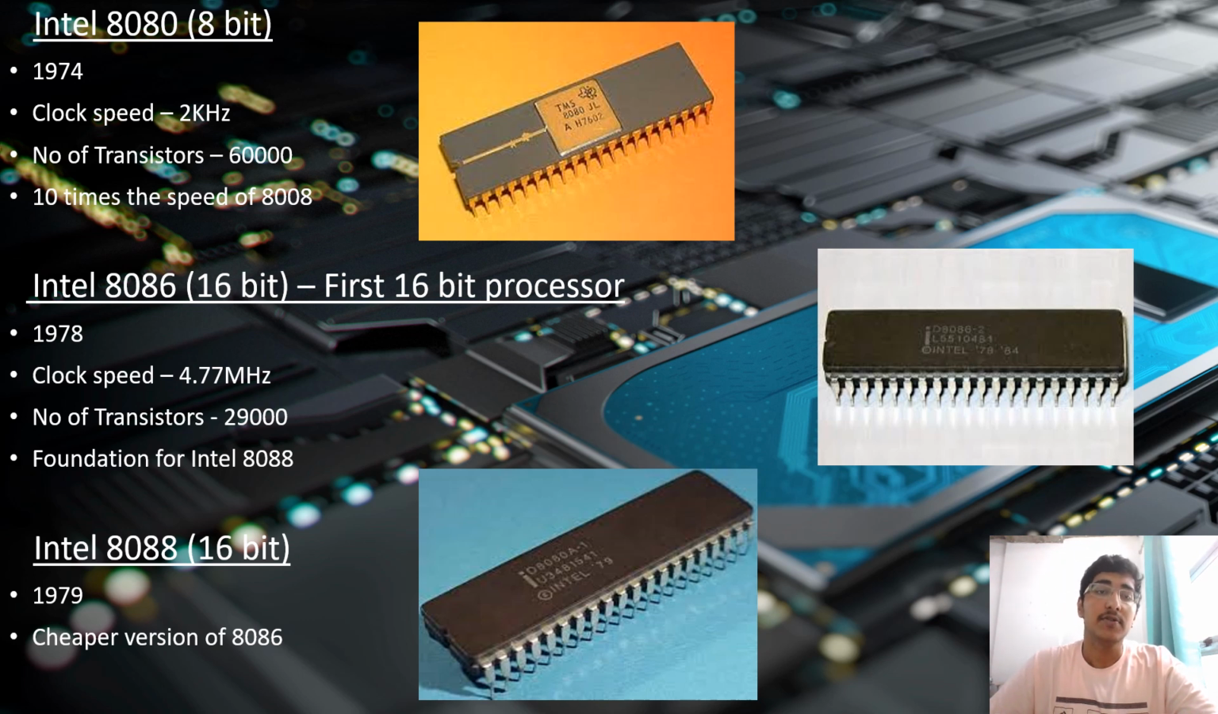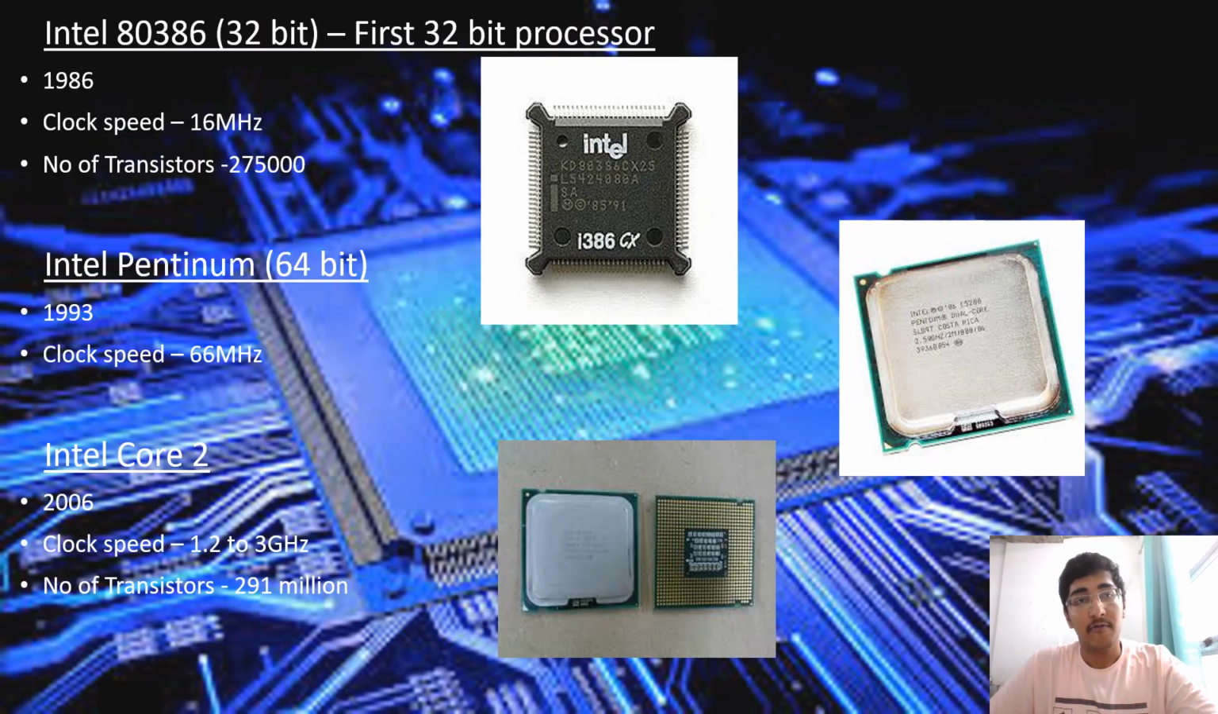Now moving on to the Intel 8088. This is a 16-bit processor again, developed in 1979. This was a cheaper version of the 8086. So the most prominent difference between the both is basically the price. The Intel 8088 was a much cheaper version, and because of that it became a more productive one than the previous. So moving on to the next one, we have Intel 80386.